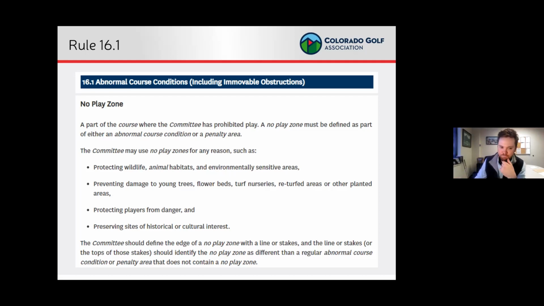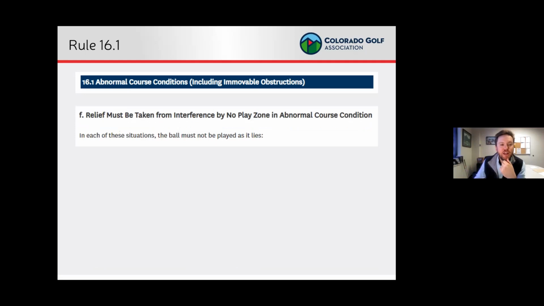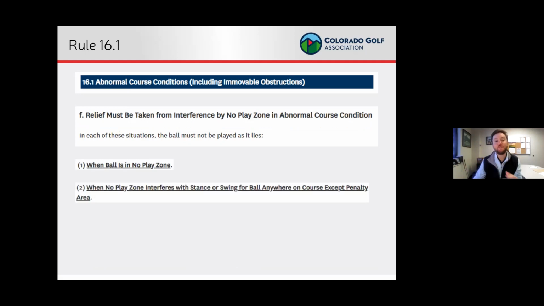That's good too. In 16.1F, we keep continuing to say, in each of these situations, the ball must be taken, must not be played as it lies. So this is relief that must be taken from interference by a no play zone in an abnormal course condition. Again, think about that decorative flower bed here. If the ball is in a no play zone, you must take relief, or when a no play zone interferes with the stance or swing for a ball anywhere on the course except a penalty area.